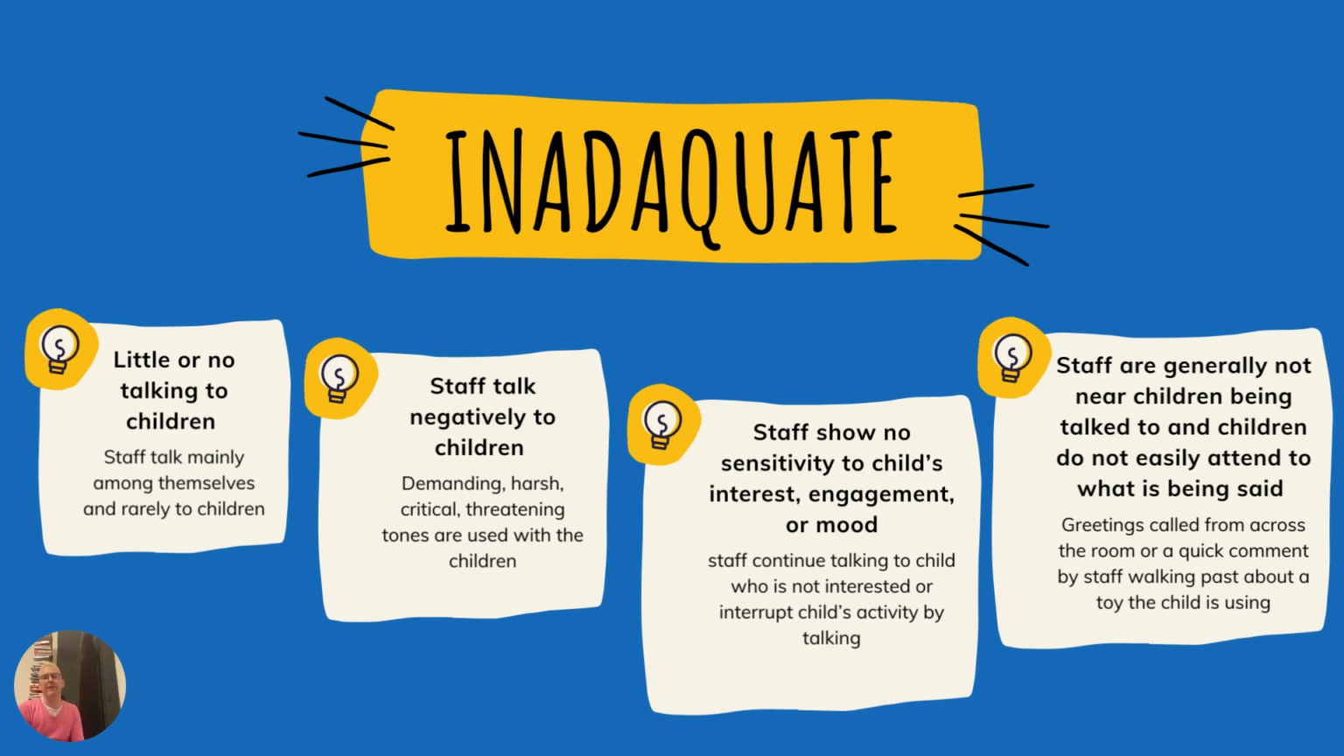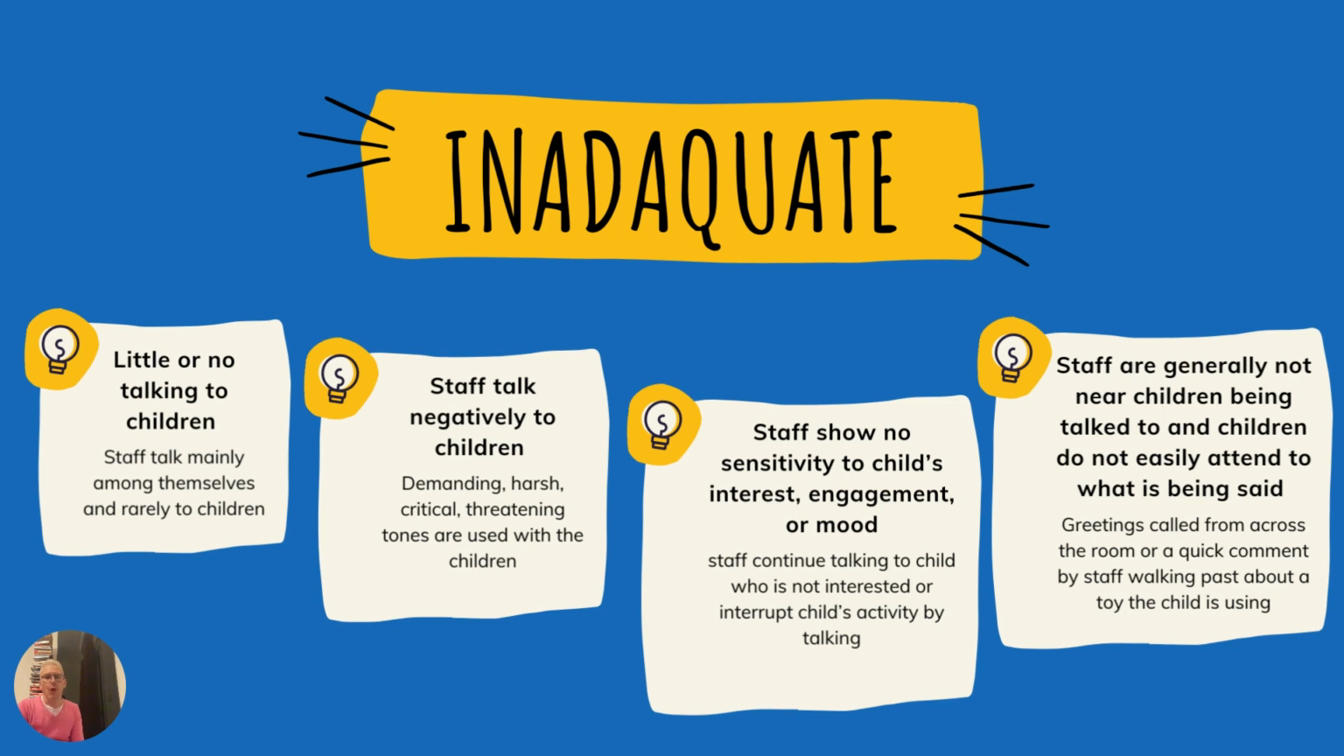And finally, the fourth aspect of an inadequate environment when we're thinking about talking with children in the ITERS scale is as follows. Staff are generally not near children being talked to, and children do not easily attend to what is being said. Greetings are called from across the room. "Good morning, come in." Or a quick comment by staff as they're walking past a child, for example, about the toy that the child's using.